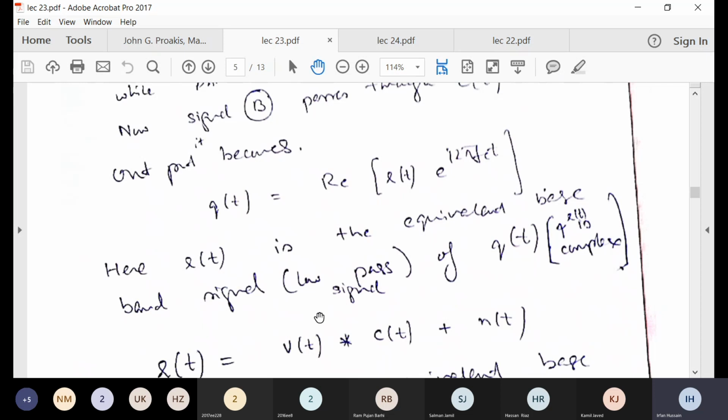Okay, has everyone understood up to here? Saman sahab, is this clear till this point? Yes sir.